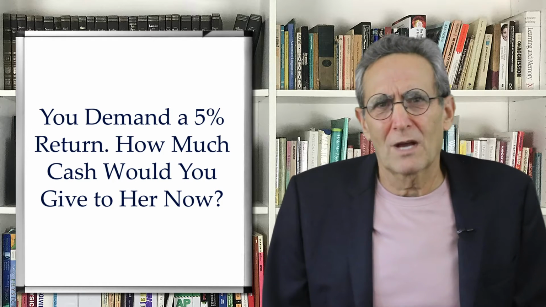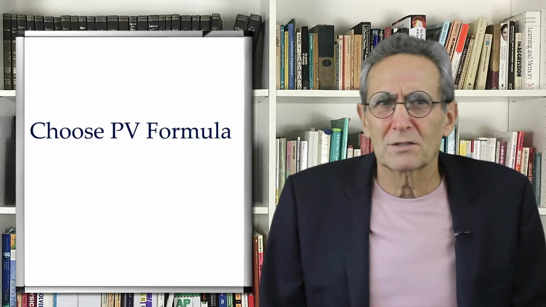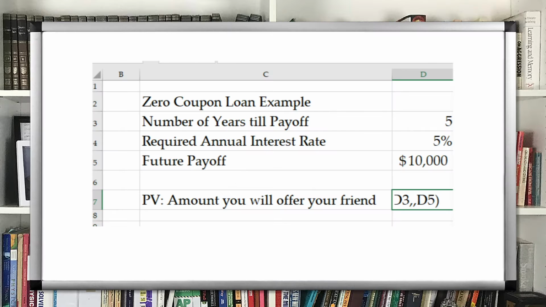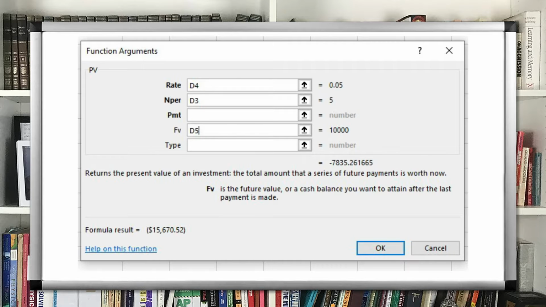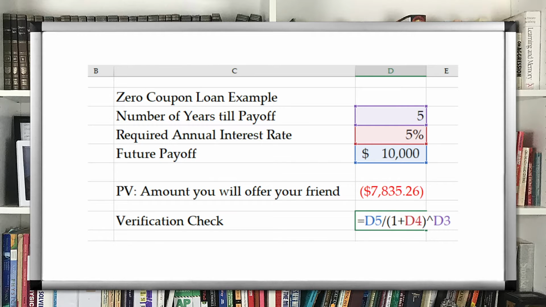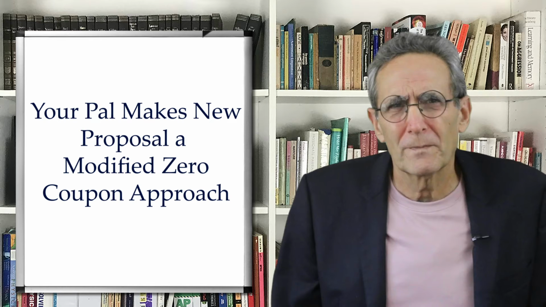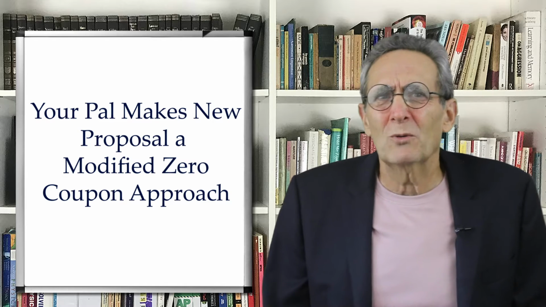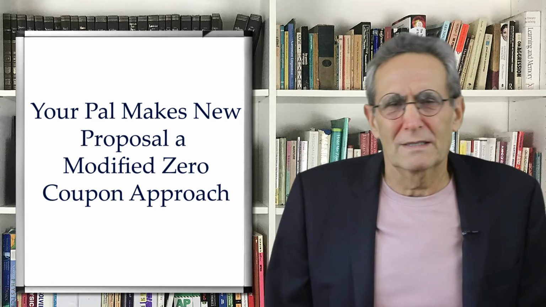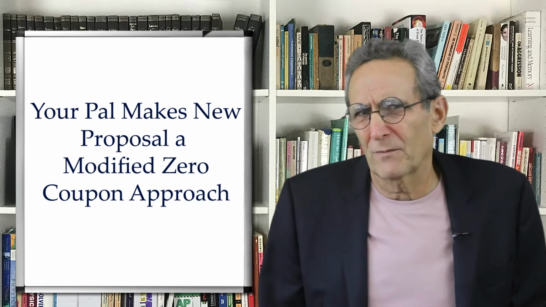This is a present value computation. You choose the PV formula in Excel. Here's what it looks like. So how do you know the answer is right? Well, as a check, you can actually enter the basic formula in the cell below this and test your result. And voila, you get the same $7,835 number.